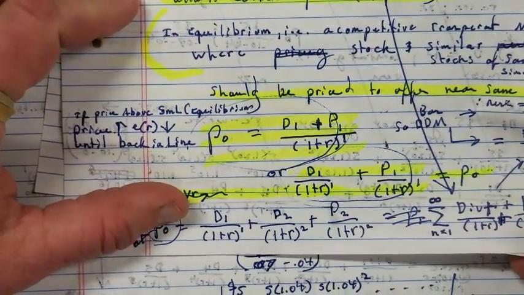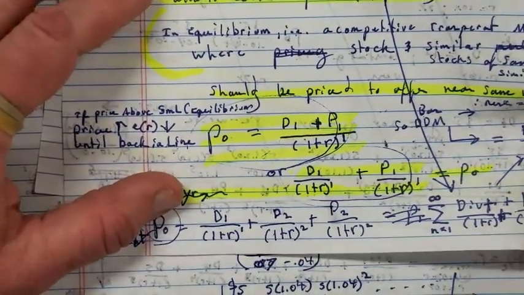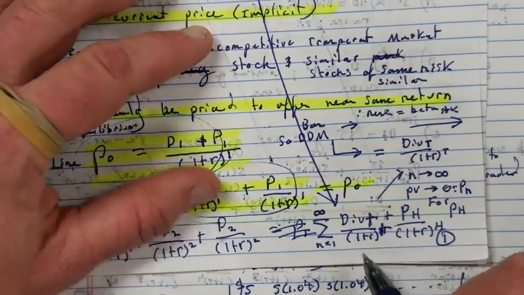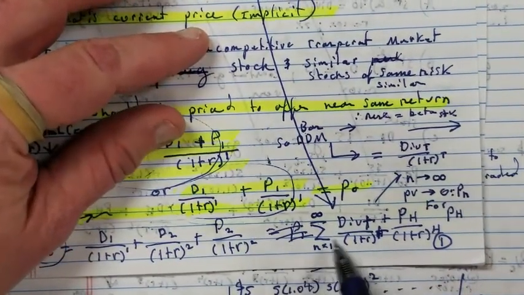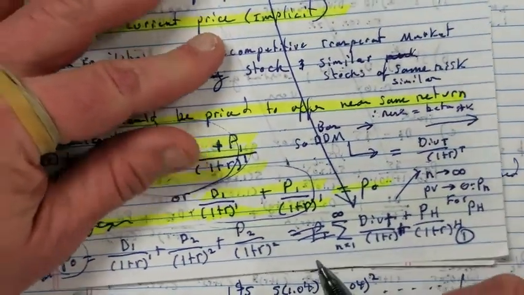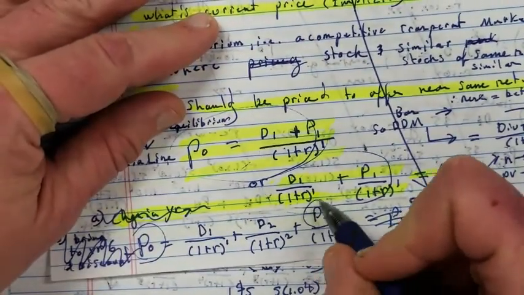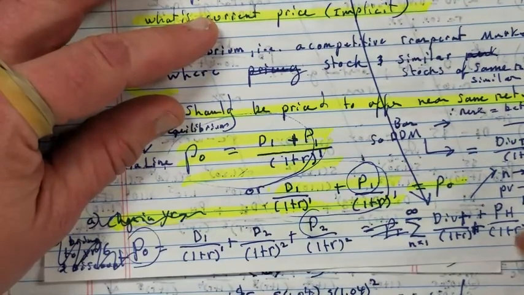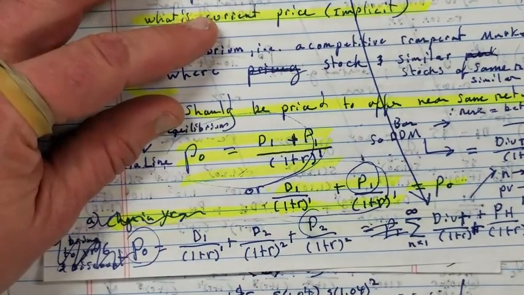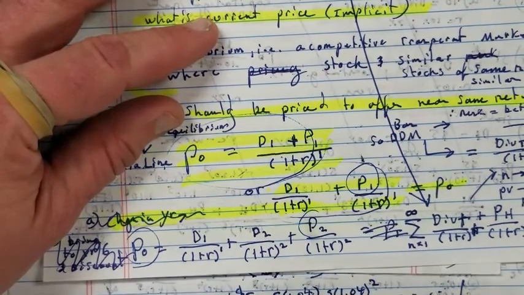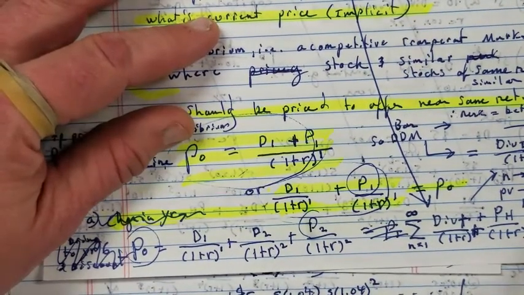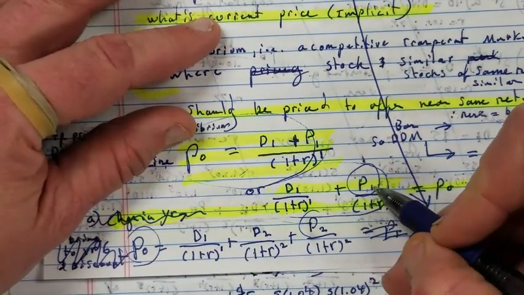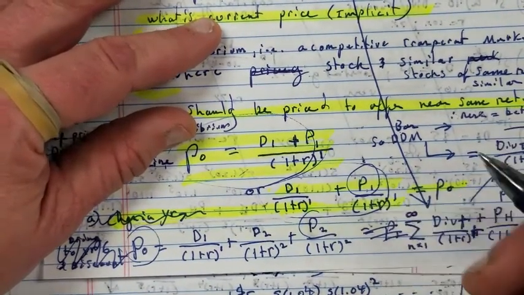The only thing a little different here, and after this I'm going to introduce the Gordon model, is that in the end, as we keep going out, this one right here is called the terminal value. It's the price that we sell the investment for, expected or forecasted out in the future. That'll be the end of our investment right there. This is actually called the terminal value or the horizon value.